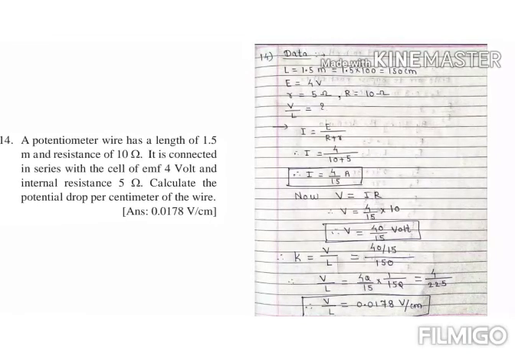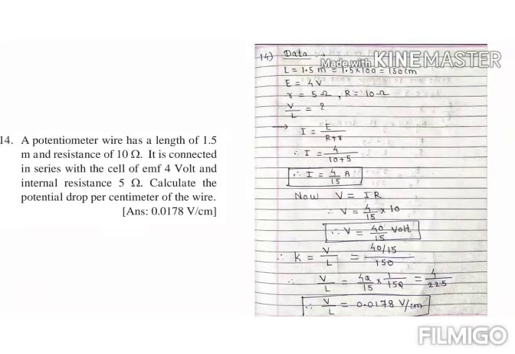Capital E is equal to 4 volt. Small r is equal to 5 ohm. And potential gradient K is equal to V upon L, which we have to find. We know the formula: I is equal to E upon capital R plus small r.